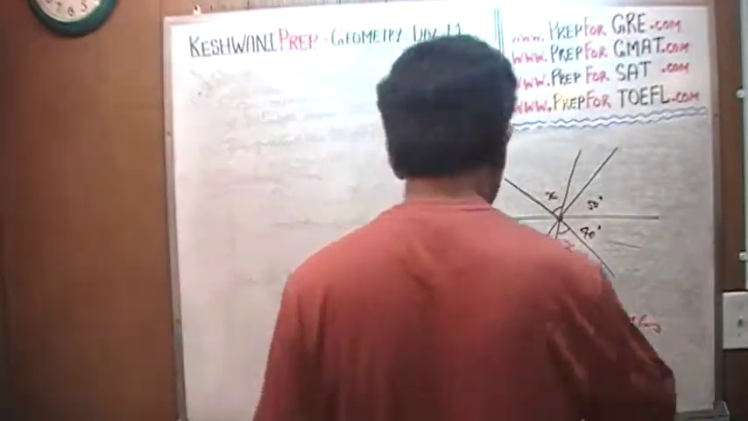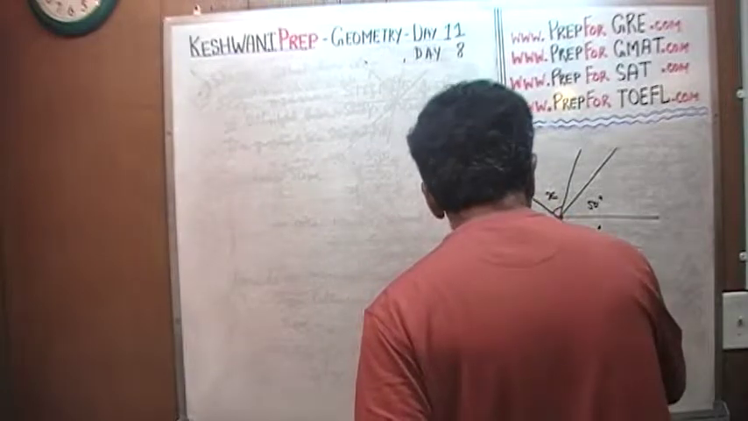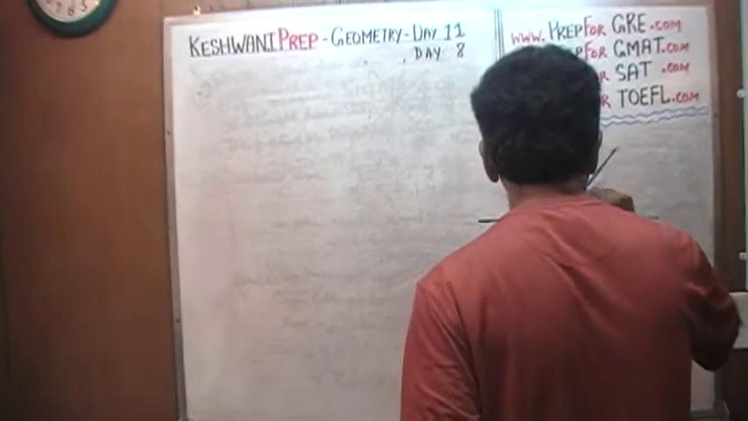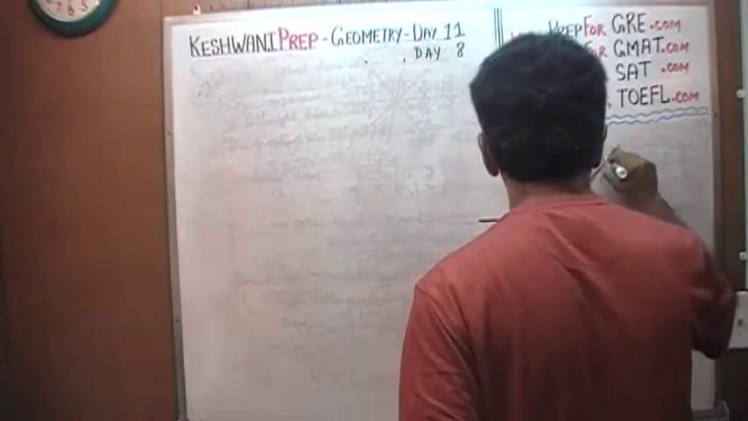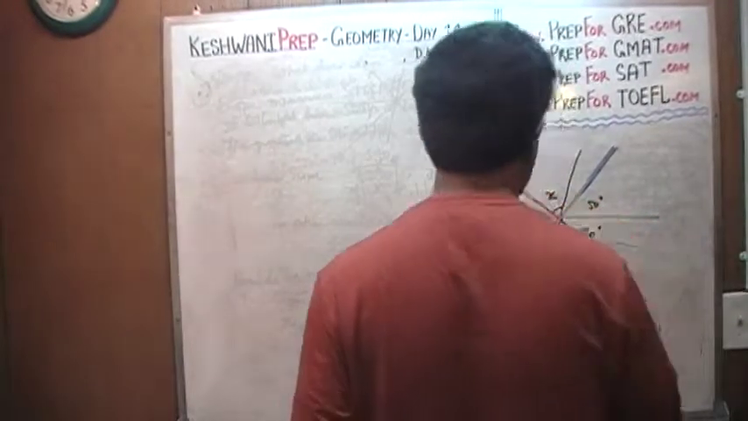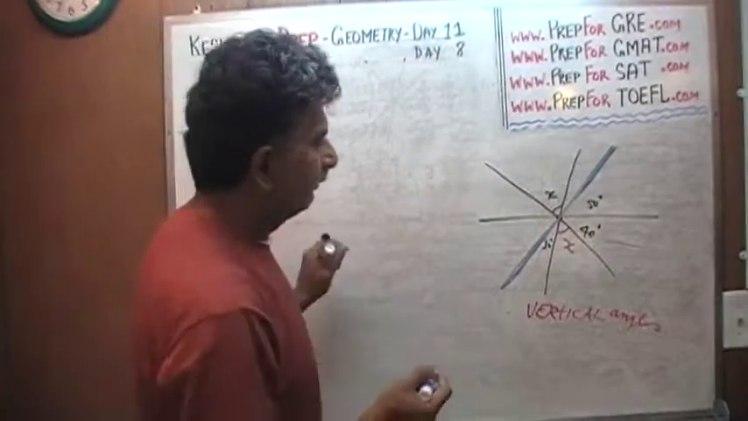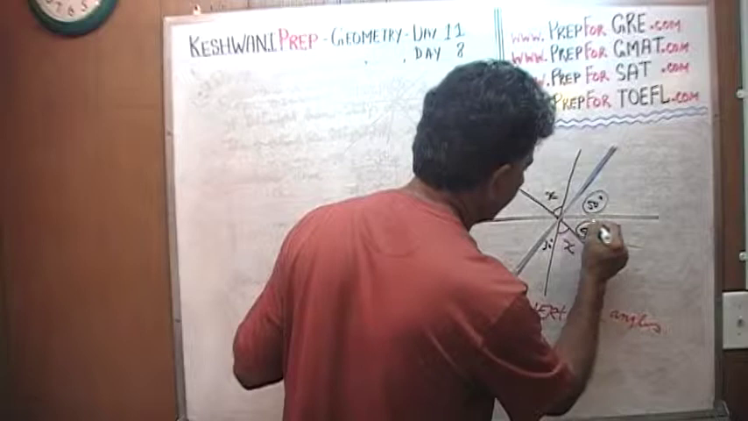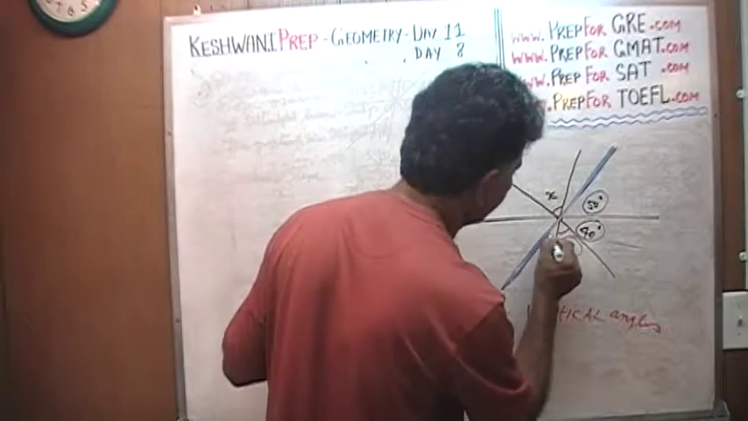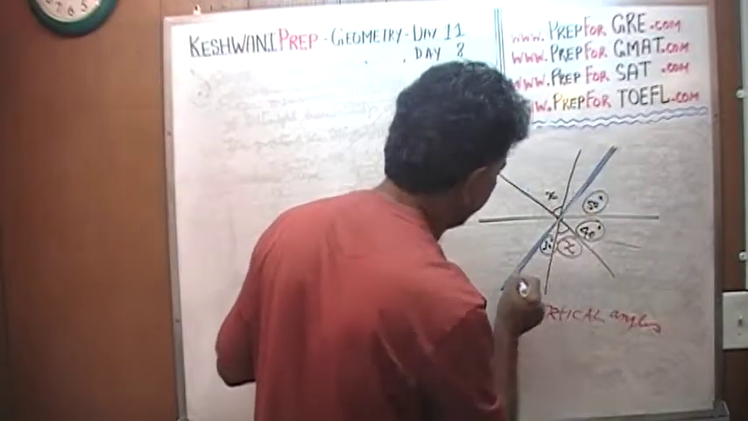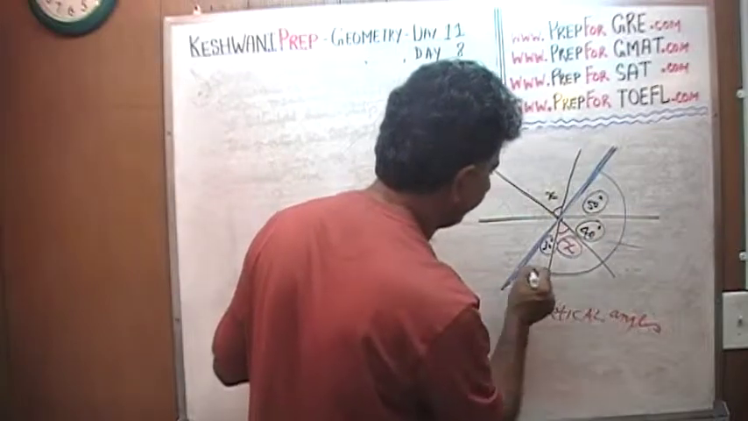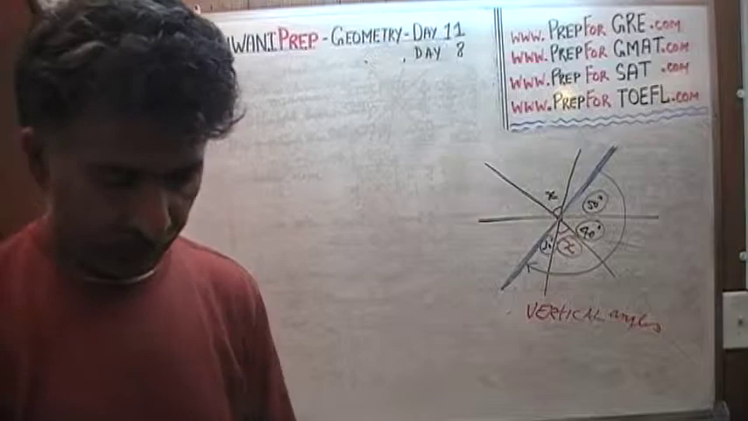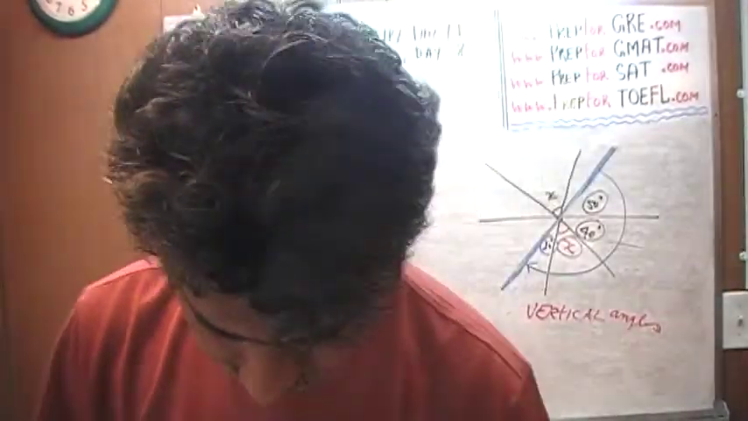Now I want you to look at this line here. That's the straight line right here. I'm going to make it darker. In this straight line, we have four angles. We have 50 degrees, we have 40 degrees, we have X degrees, and we have 30 degrees. And all of them make a straight line. And what do we know about a straight line? A straight line, as you can see, is half the circle. A straight line makes 180 degrees.